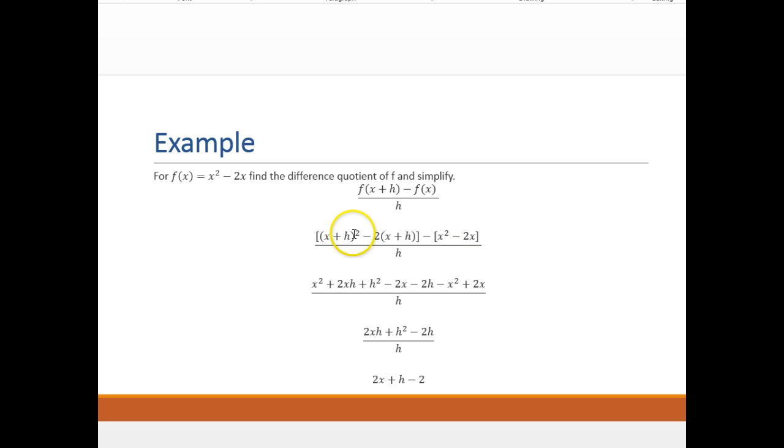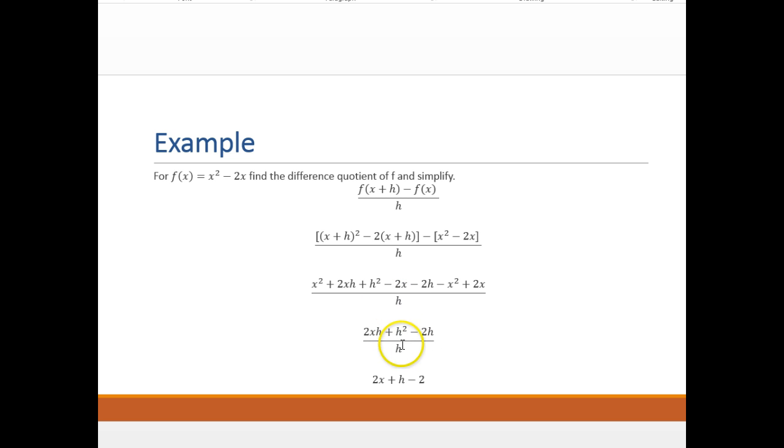So I'm going to square x plus h squared. This gives me x squared plus 2xh plus h squared minus 2x minus 2h when I distribute this negative 2. Then I distribute this negative sign into here. Negative x squared plus 2x. Now I need to cancel. x squared minus x squared cancels. Negative 2x plus 2x cancels. That leaves me with 2xh plus h squared minus 2h, which is what I have left in my parentheses.